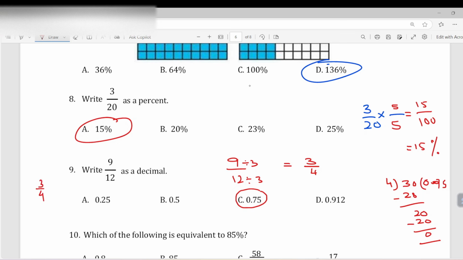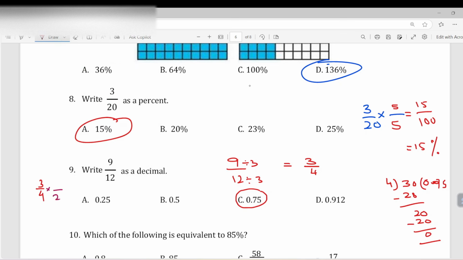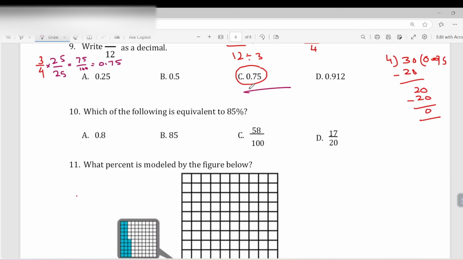We have another method also. What is that method? I want to make it 100. Multiply and divide by 25. 25 times 3 is 75. 25 times 4 is 100. That is 75 by 100, so we write the decimal form 0.75. You can go this way also. It is up to you. Now next.